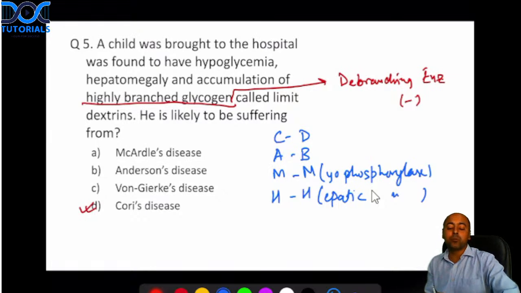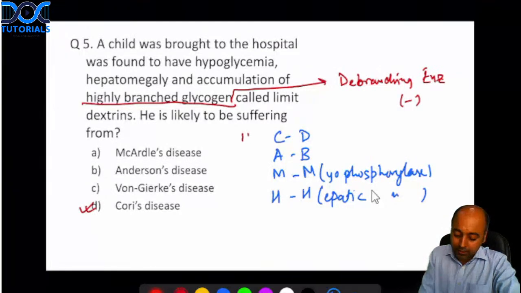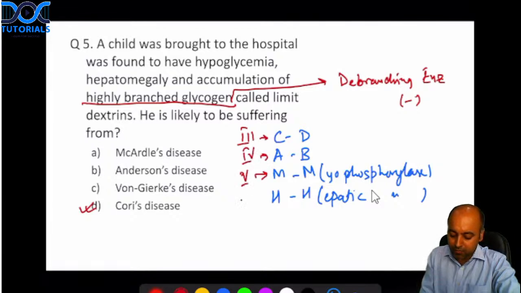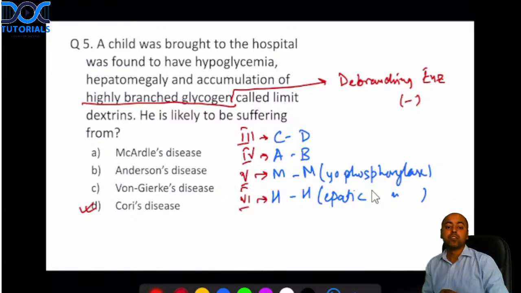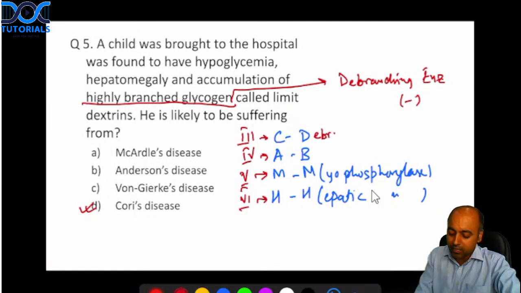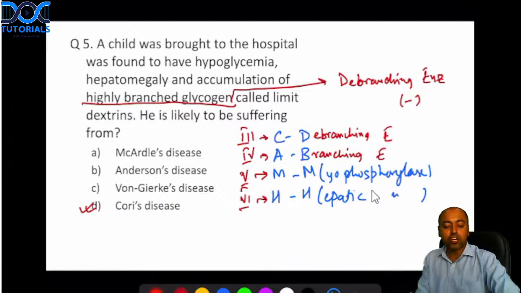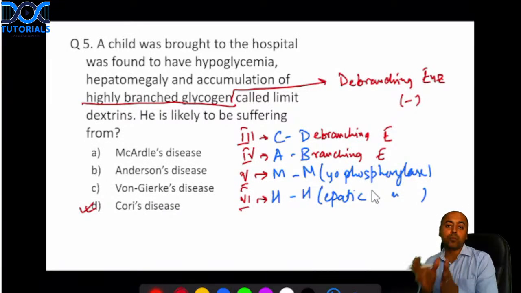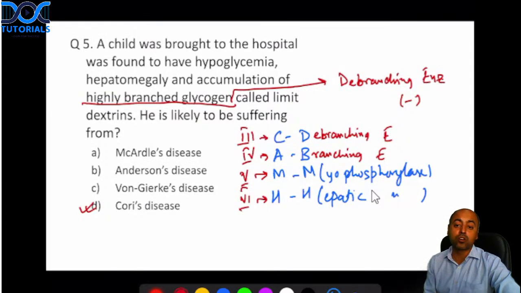hepatic phosphorylase is absent. This is how you can remember the enzymes: type 3 which is Cori's, type 4 which is Anderson's, type 5 which is McArdle, and type 6 which is Hers, in which the corresponding enzymes are absent. D is for debranching enzyme and B is for the branching enzyme. So this is how we can remember: C followed by D, A followed by B, M with M, and H with H.